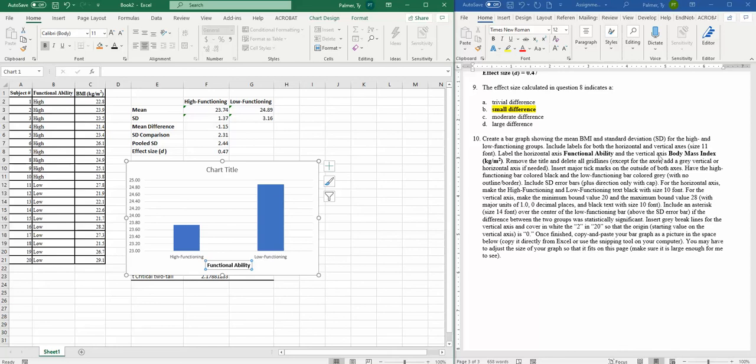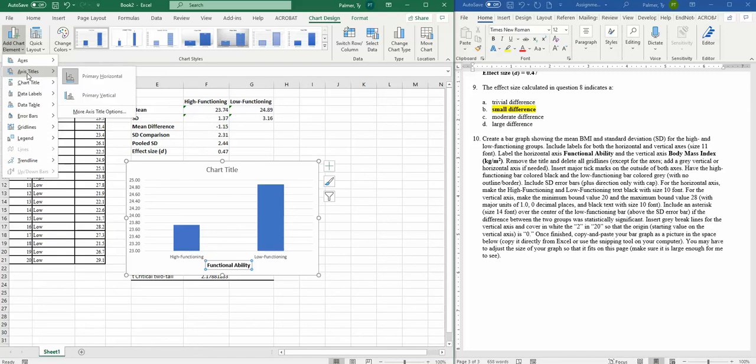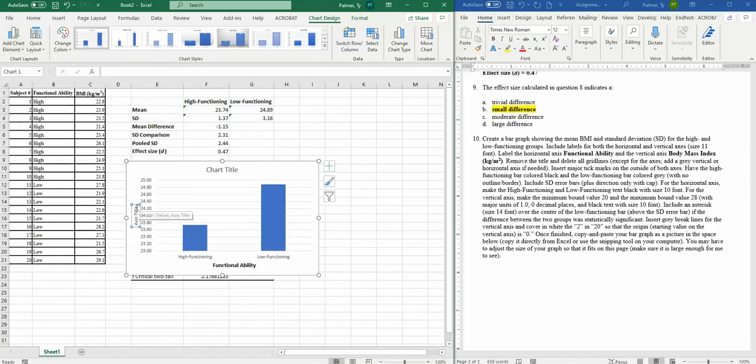We're going to also create a vertical axis. So again, have the chart highlighted, go to chart design, add chart element, go to axis title, go to vertical. And then we're going to change that name to body mass index. And let's also include, like it says there, the units, kg/m and then squared. You can just put in a number 2 for right now, and I'll show you real quick.